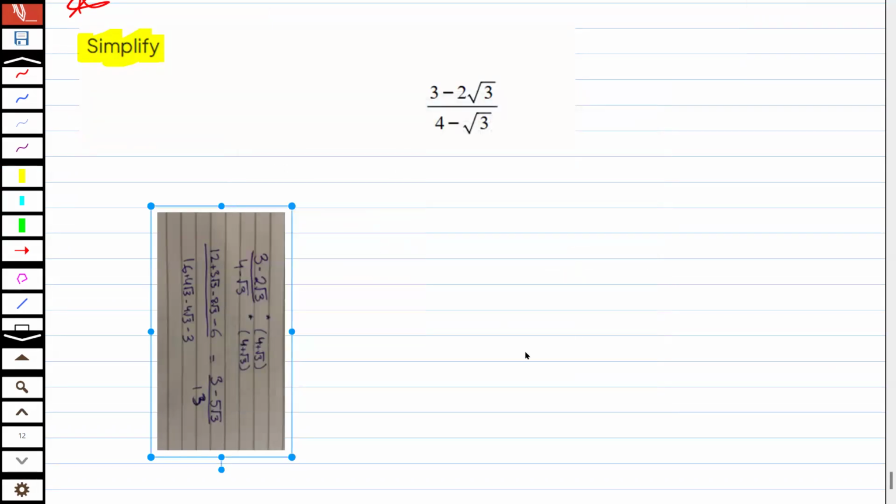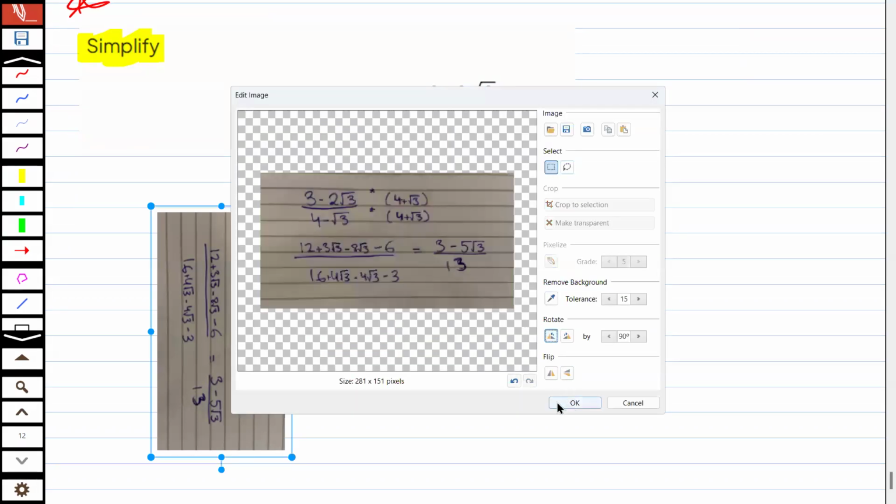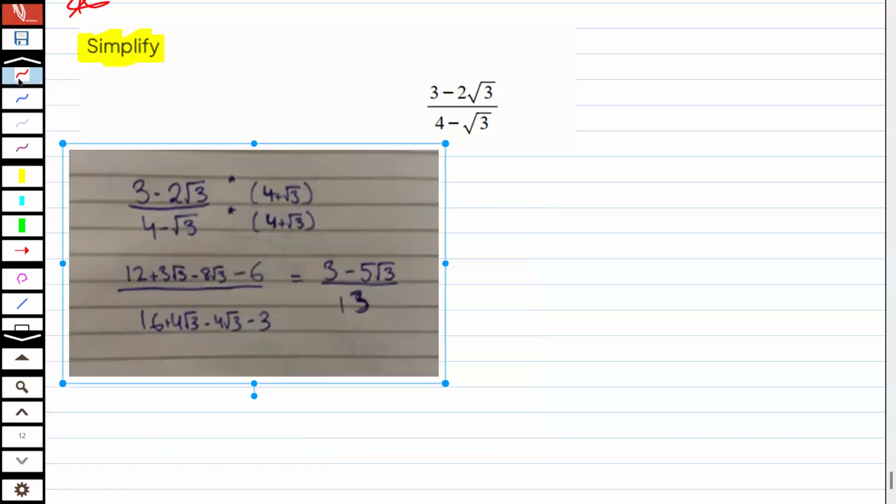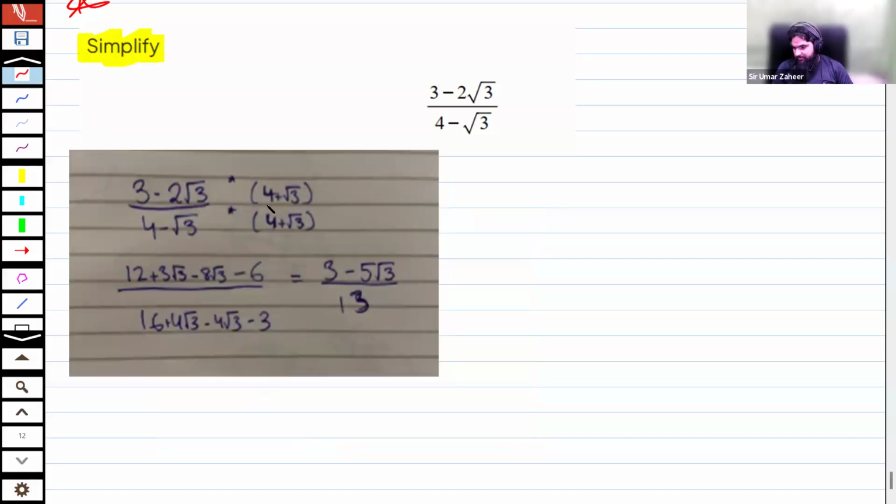Sir, the final answer I meant to write 6 minus 5 root 3. I accidentally wrote 3. Okay, no worries, I will correct it. We'll multiply and divide. Yes, 3 times 4 is 12, 3 times 3, 2 times 4 is 8, 2 square root 3, that will be 6, okay. So you multiply them, 4 square minus 3, it will be 13. Minus 5.